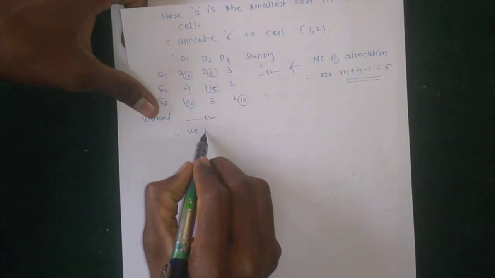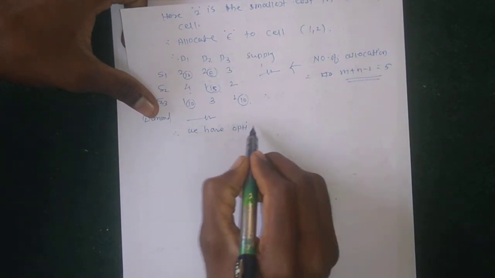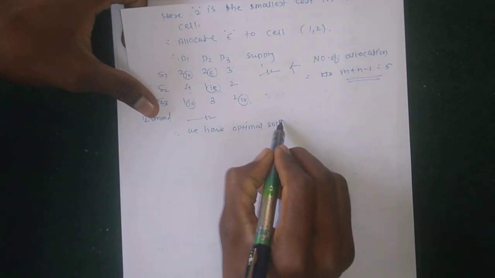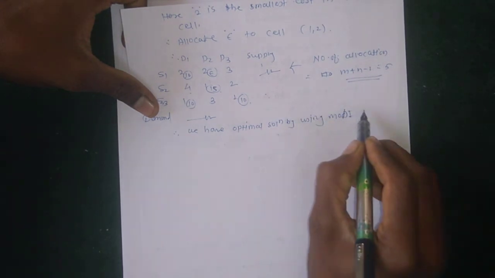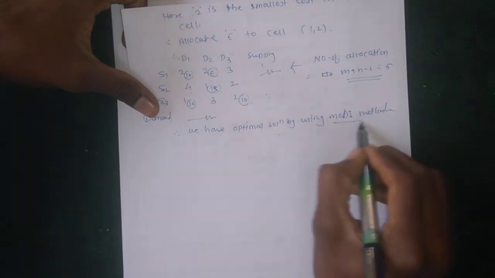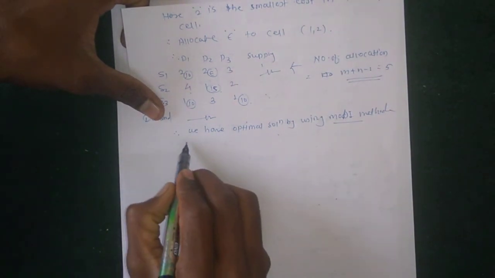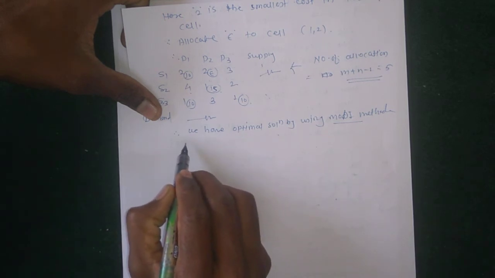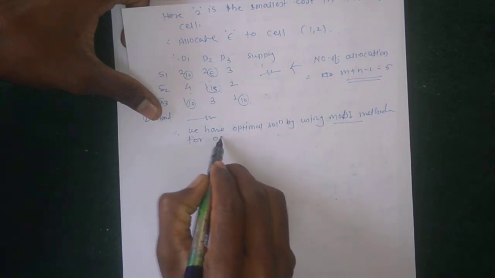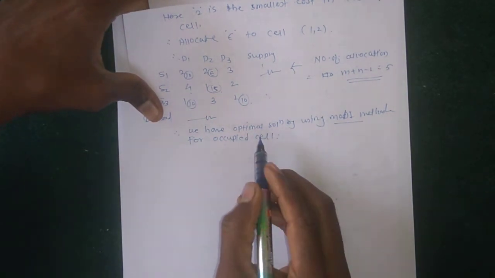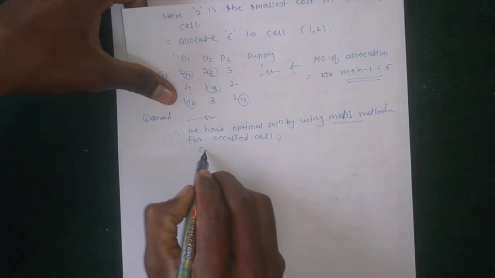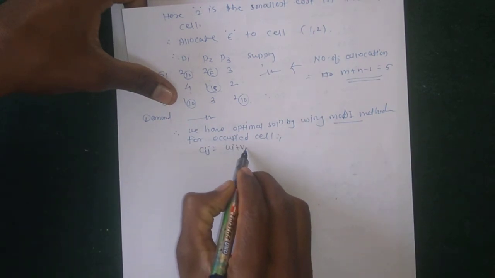Okay, how to find the optimal solution? We have to find the optimal solution by using the Modi method. Okay, so using this method, firstly find ui and vj. So for occupied cell, find Cij is equal to ui plus vj.